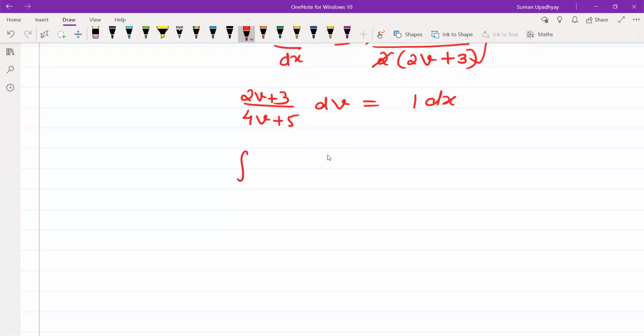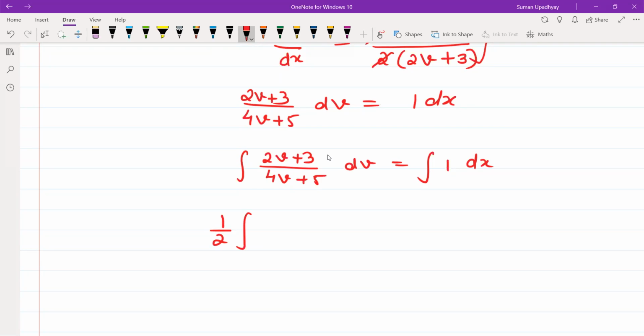Yes. Now you will integrate both the sides. So 2v plus 3 upon 4v plus 5 dv equals integration of 1 with respect to x. Now, how to integrate this term? Again, I'm going to apply the same approach. Now, 4v plus 5 is there, so I'll make the numerator also 4v plus 5. How can I make that? This 2v, I want to make 4v. So what I'm going to do is multiply and divide by 2.